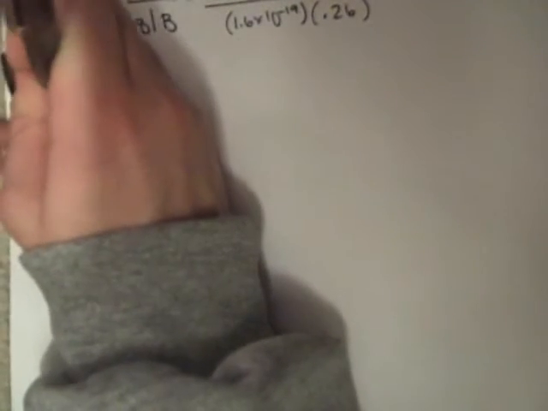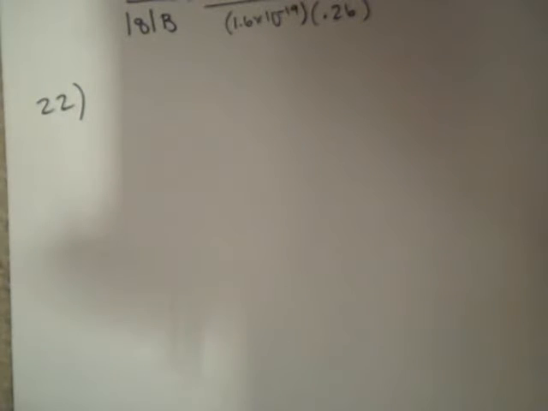Next one, number 22, is more of a conceptual one almost. It's asking, an electron and a proton move in a circular orbit in a plane perpendicular to the magnetic field. Find the ratio of the radii of their orbits when the electron and the proton have the same momentum.